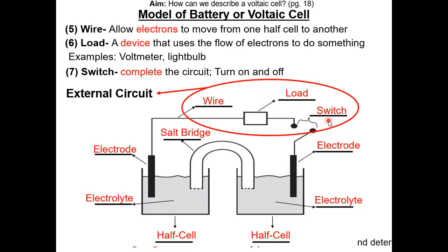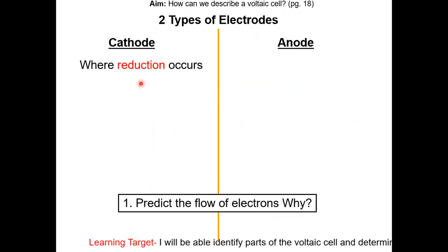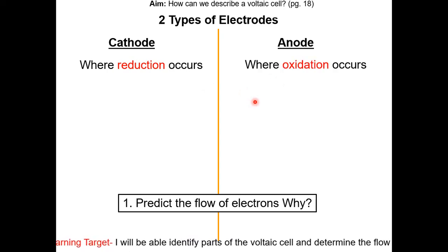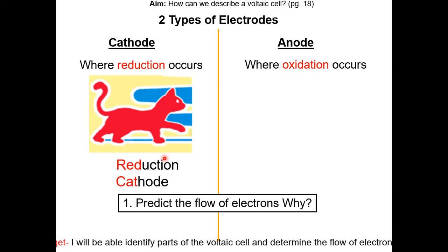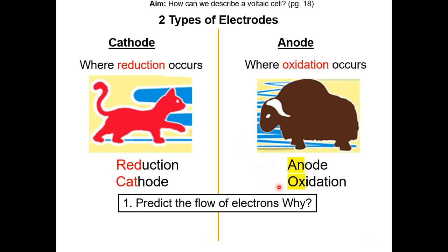The wire, load, and switch is known as the external circuit. And this is the model of the Voltaic cell. Make sure you know how to label it and identify its parts. There are two types of electrodes, cathode and anode. Cathode is where reduction occurs, anode is where oxidation occurs. Here are two easy ways to memorize this. Red cat: reduction, cathode. An ox: anode, oxidation.